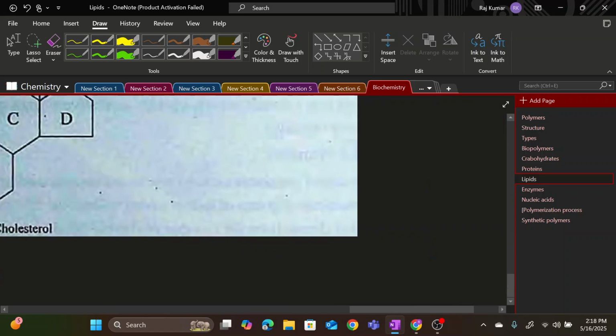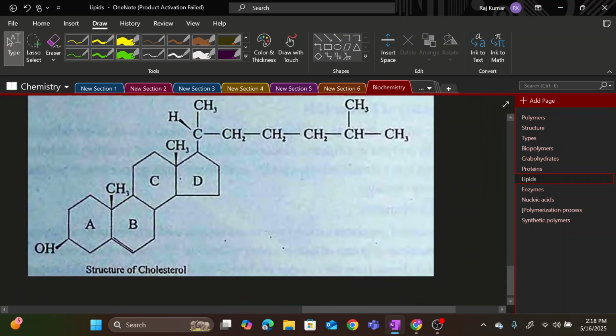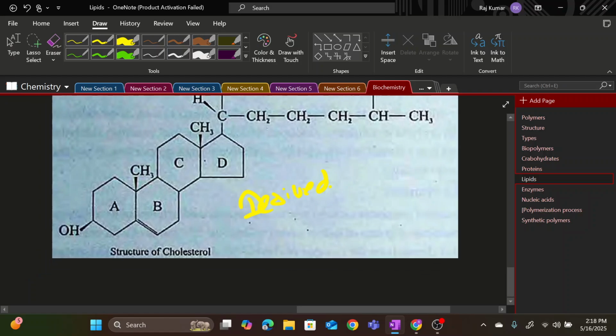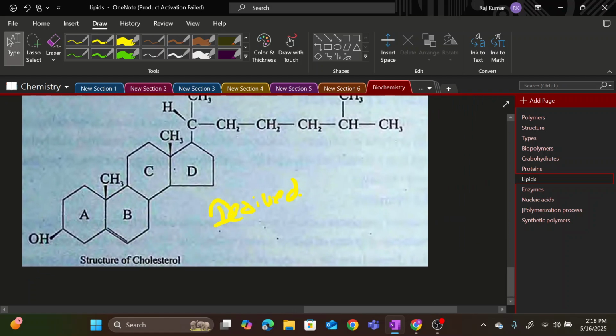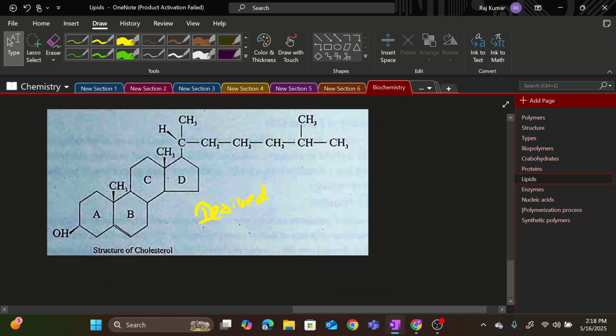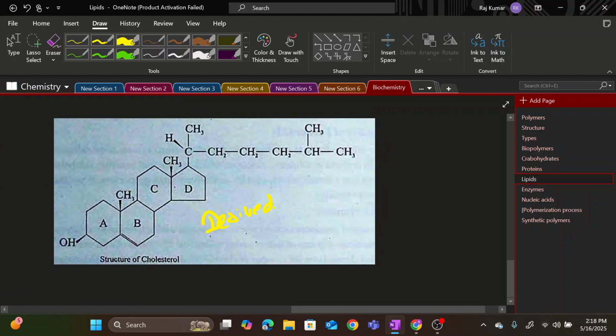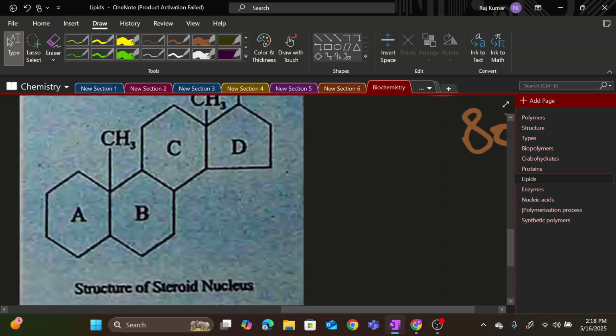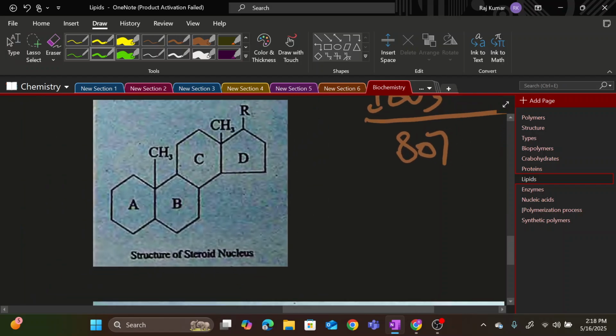About the sterols. Sterols, again, are a class of derived lipids. Let's look into the structure. The basic unit of sterol is a steroid nucleus. This is the entire steroid nucleus, the entire structure of cholesterol. Let me draw a simplified structure of a steroid nucleus.